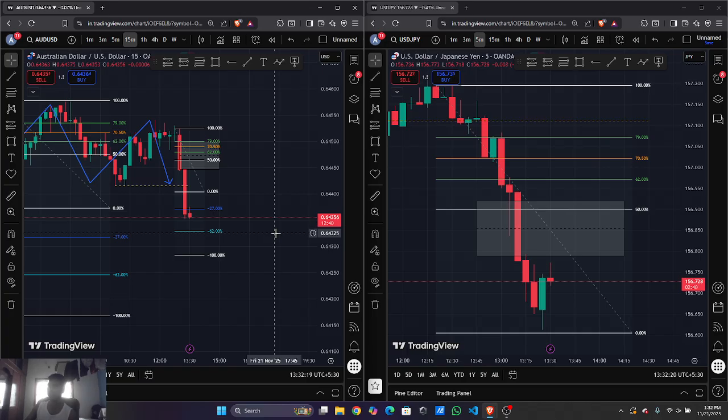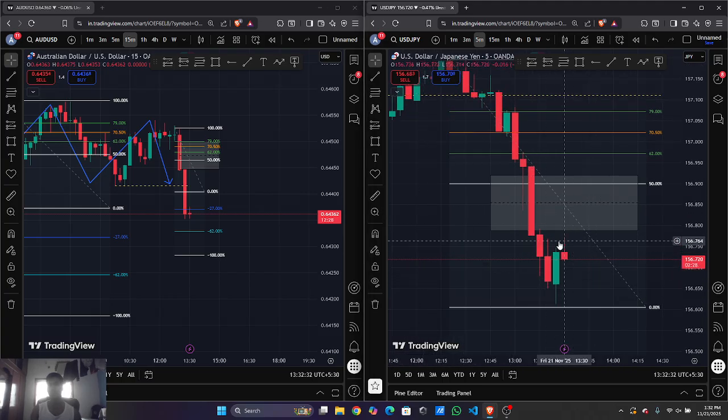My phone is lagging. Come on. I won't trade the 5 minute break of structure over here. I need at least the fair value gap to be retested. My phone is lagging. Oh man.